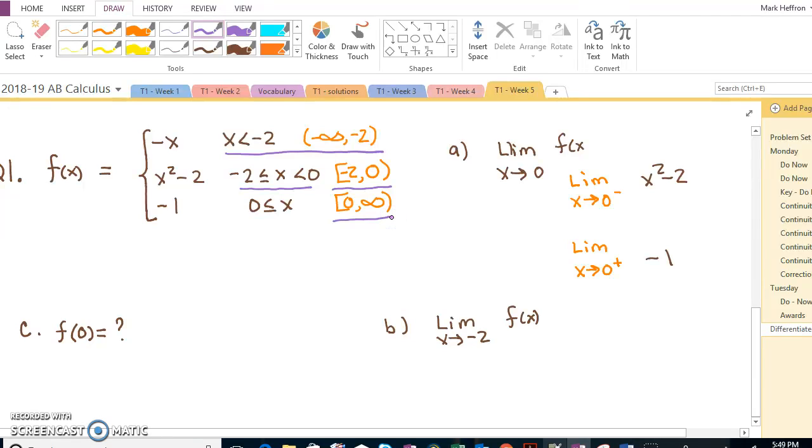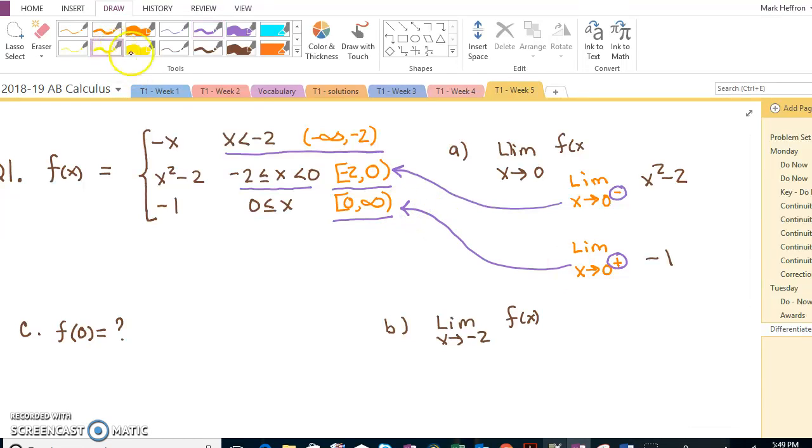So if we're being asked for the limit as x approaches 0 from the left side, then we want from -2 to 0. Whereas if we want the right side of 0, we want from 0 to infinity. And so I've copied those in.